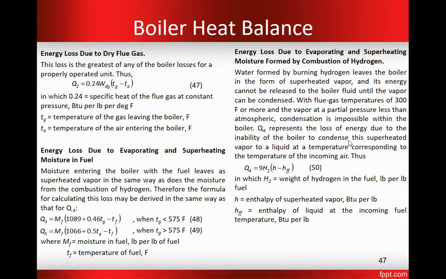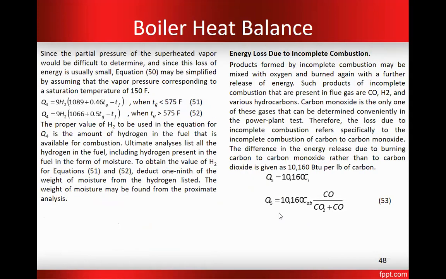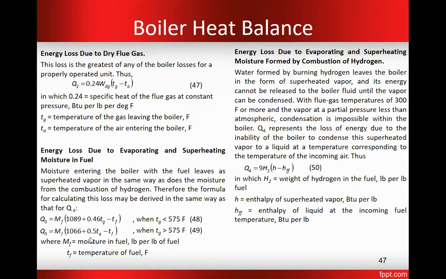Q sub 4 represents the loss of energy due to the inability of the boiler to condense this superheated vapor to a liquid at the temperature corresponding to the temperature of incoming air. Thus, Q sub 4 is equal to 9 H2 times (h minus h sub f), in which H2 is the weight of hydrogen in the fuel, h is the enthalpy of superheated vapor, and h sub f is the enthalpy of liquid at incoming fuel temperature. So we will come to this same equation.